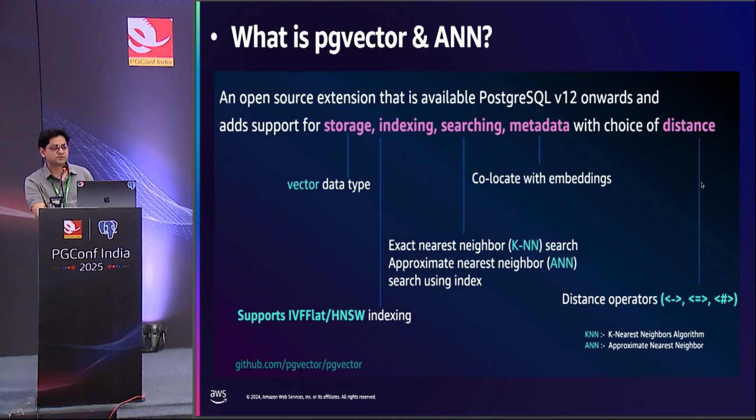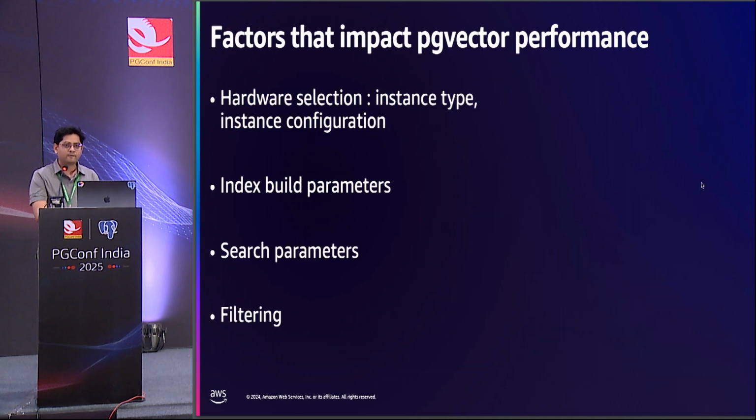This is a very well-known slide. We know pgvector is an extension which provides various capabilities: the vector data type, indexing methods, and more. One common solution for performance improvement is proper hardware selection, where you get a good instance type or some NVMe storage which will support terabytes of storage for your vectors.